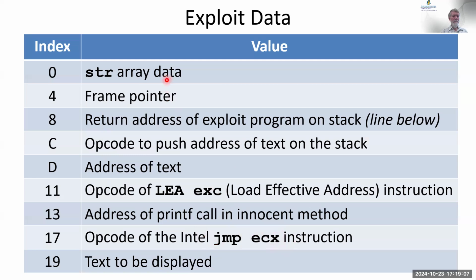So we put in some values to falsify the frame pointer, and falsify the return address to point to the next line. The address of the text is this text down here. And basically, the program will print out whatever is in here. It used to be an assignment: print your name. And that will cause this program, which doesn't print your name, to print your name.